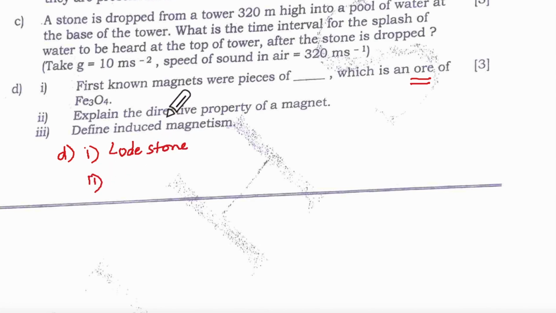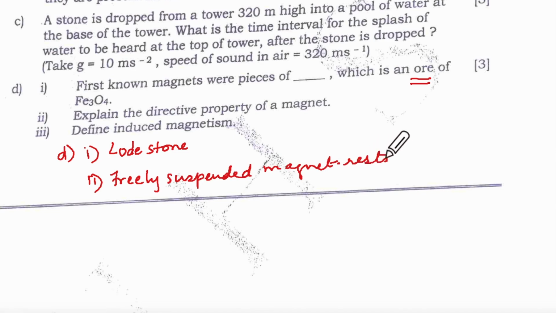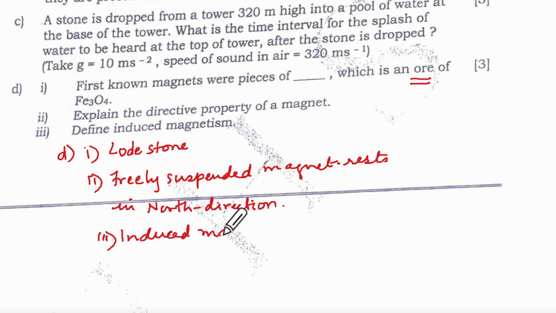The second one. Explain the directive property of the magnet. What you'll say when it is freely suspended? Magnet. How does it rest? Rests in which direction? North-south direction. So this is made use of in compasses. Then the third one, induced magnetism. Induced magnetism is again something that you can learn up and write for homework.